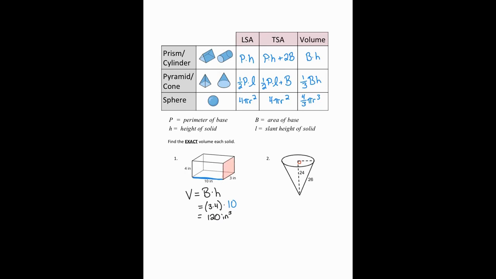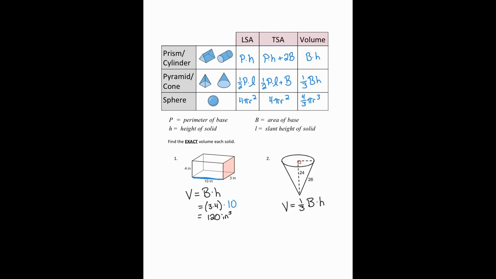For example number 2 here, we have a cone, so we can use our second volume formula because it comes to a point. The volume is equal to 1/3 times the area of the base times the height. Well, the base is a circle here, and in order to find the area of a circle, we're going to need to find the radius.